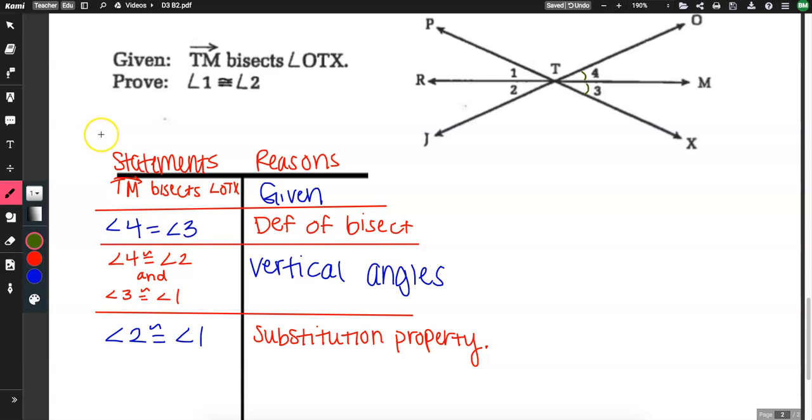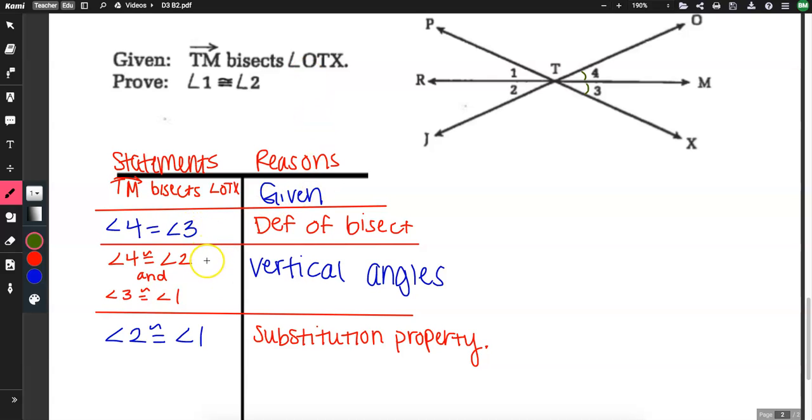All right, so here's the rest of that proof. So I filled in everything missing in blue. First reasons given. The first statement that was missing was that angle 4 is congruent to angle 3 because that would be the definition of bisecting, since ray TM bisects angle OTX. So we can say those are congruent.